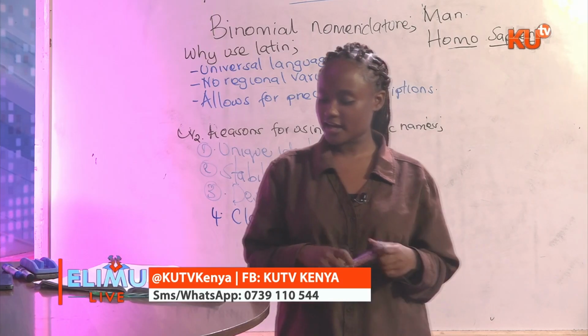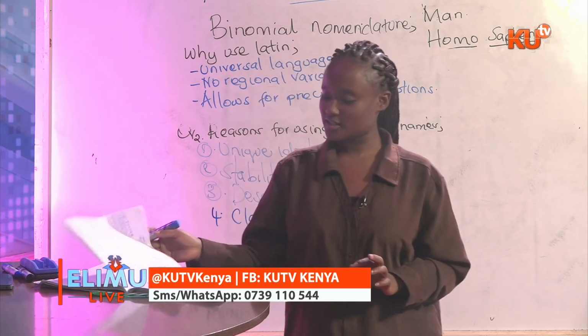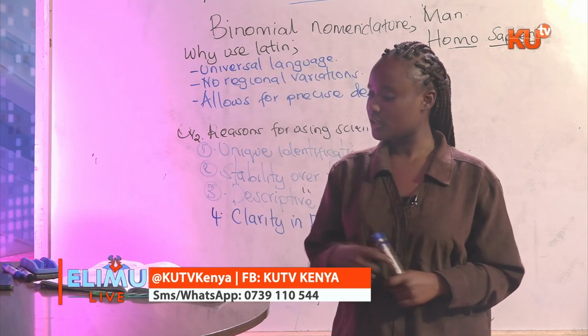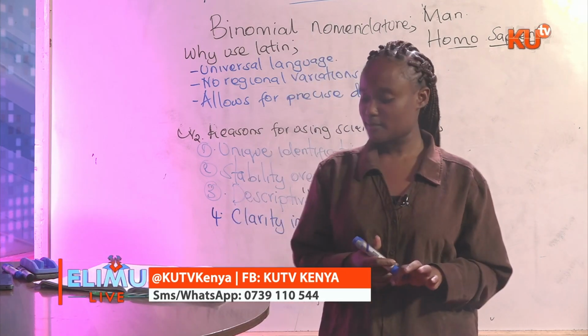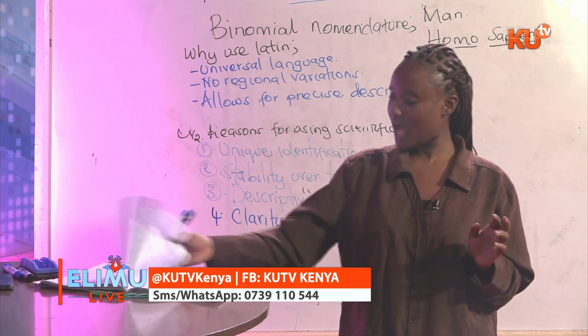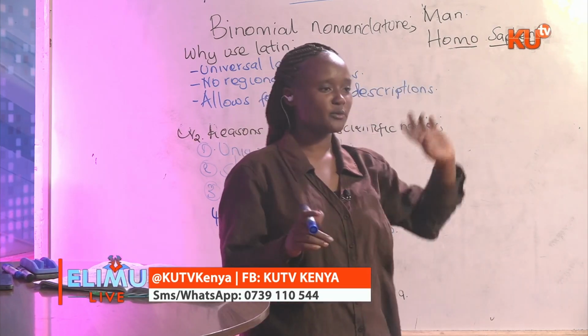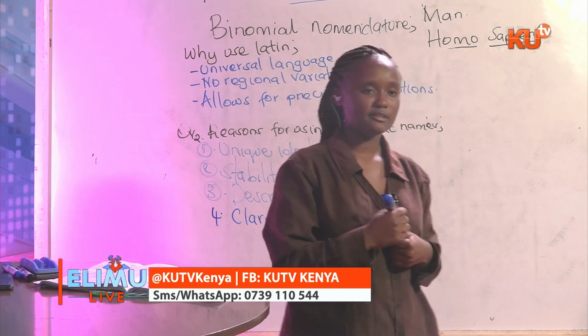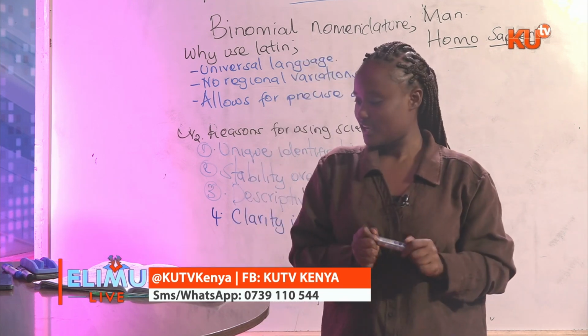So maybe we have the scientific names. I'm going to leave you with an assignment on binomial nomenclature. You find the other names apart from Homo sapien. We have the names in, for example, maize. So you find the binomial nomenclature.